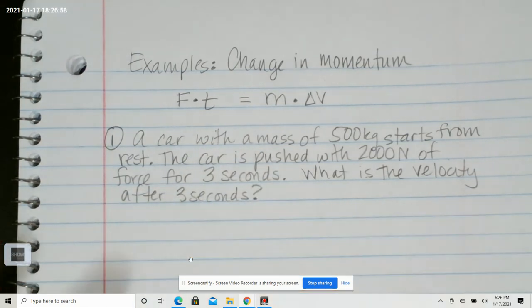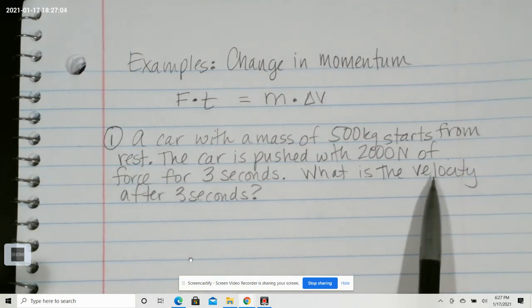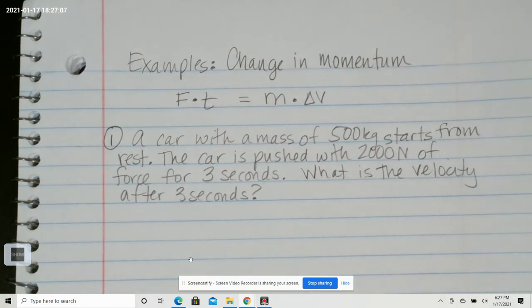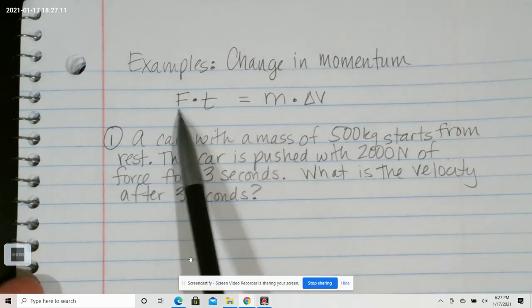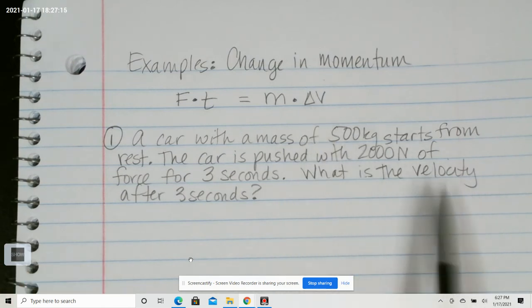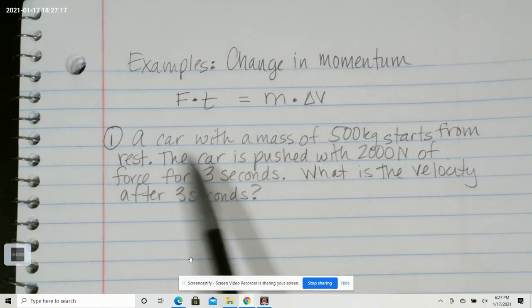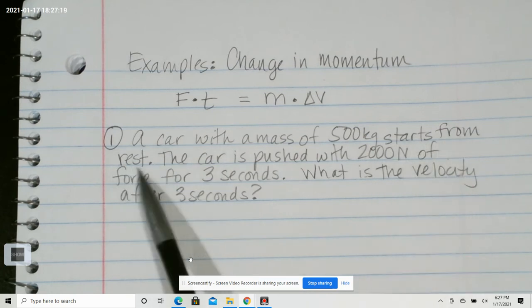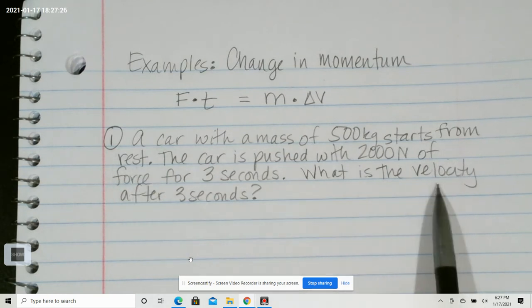Okay, so you're like, wait, I thought this was change in momentum. It is, because change in velocity equals a change in momentum. So we call these change in momentum problems, even if we're looking for F or T or M or V. Okay, so right now we're going to be looking for the ending velocity. We have the starting velocity, starts at rest. Remember that from acceleration, that change in velocity starts from rest, so it's 0. We want to know what it ends at after we've pushed it for 3 seconds.